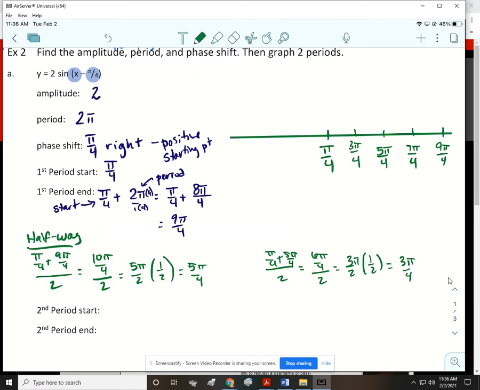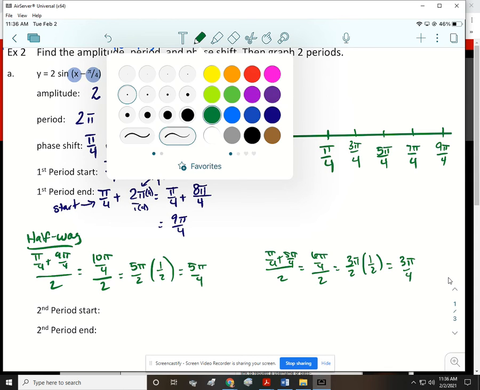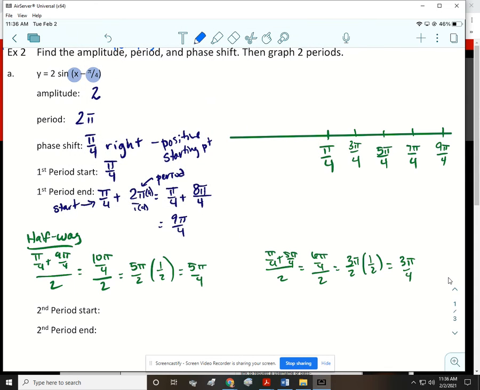Okay. Now even though I don't have my y-axis yet, I don't have my amplitude labeled. I'm just going to go ahead and graph a period. I'm just kind of estimating. So a sine curve, remember we start at an x-intercept, we go up to a maximum, we go to an x-intercept, we go to a minimum, we go to an x-intercept. So that's one period. Now today we're doing 2 periods. So we have to find a period on the left side of this.